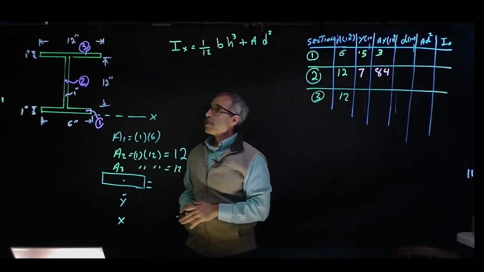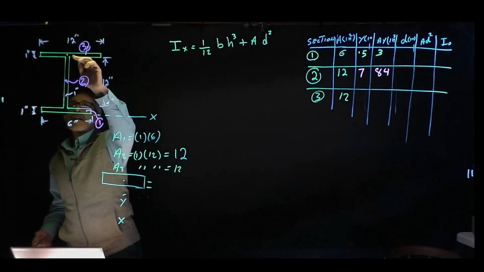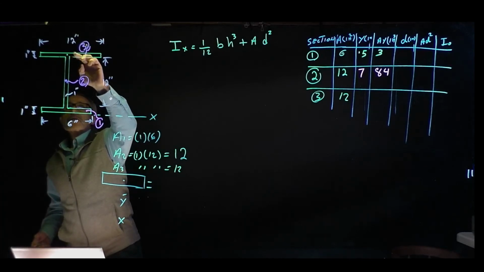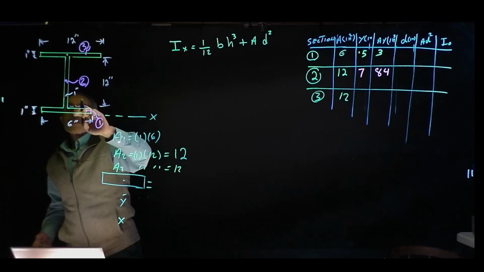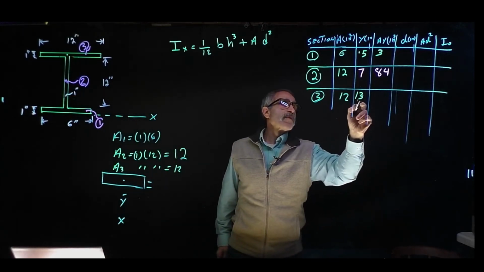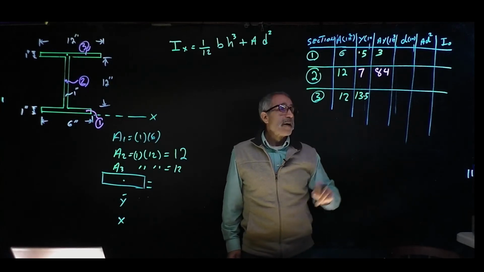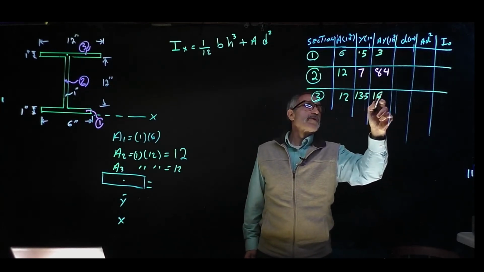But what is my y bar? My y bar is, again, in the center right here, which is half an inch from the top right here. So half an inch from there plus 12 plus 1 makes it 13.5. And that should come out to 162.